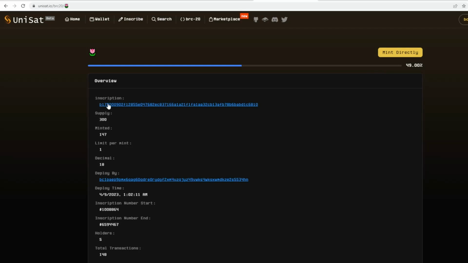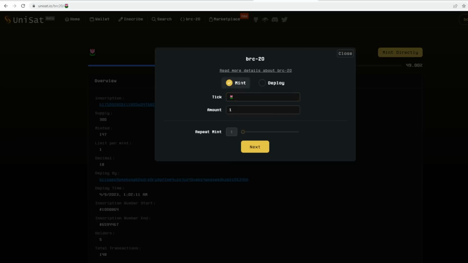So this gives you a breakdown, the overview of the inscription. You can see the supply, minted, and the limit per mint. This is how many you can actually mint, the amount. And this is the decimal, a full breakdown. If you want to mint directly, it shows you mint. This is the amount you can mint, maximum of 1, and you can repeat that. For Unisat, you need 25 points, so 25 mints to take place. You can do it on the one token, or you can spread it out, for example.